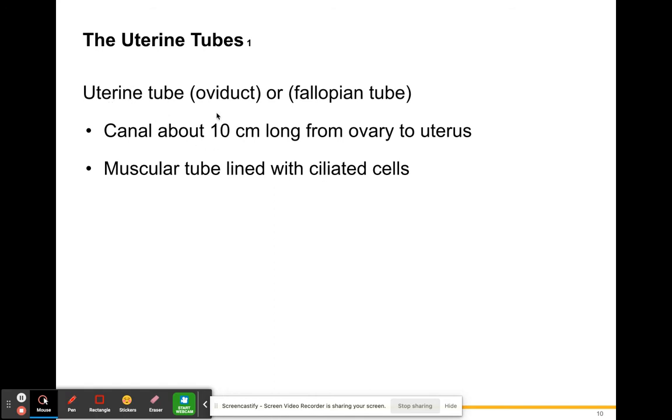The uterine tube or the oviduct is also called the fallopian tube. I will refer to them most of the time as the fallopian tube, but they are called all three of these things. It's a canal about 10 centimeters long from the ovary to the uterus. It's muscular. It's lined with ciliated cells to help that egg travel from one place to another.